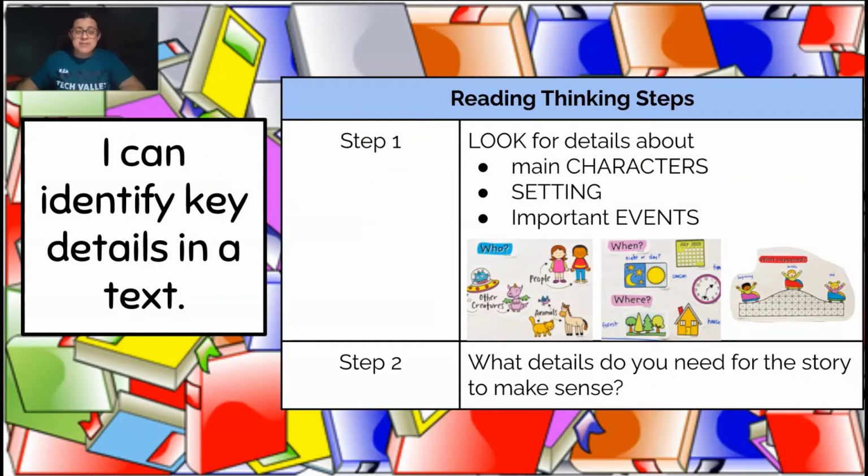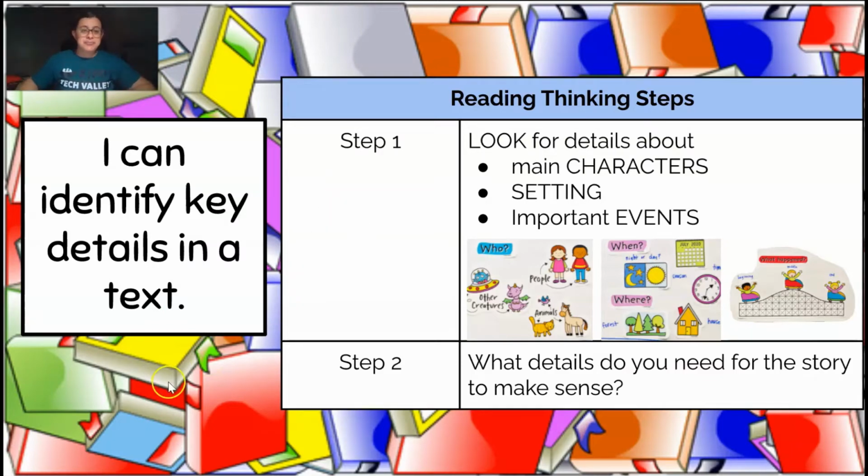Our reading thinking steps today to get to our reading thinking job of I can identify key details in a text. There are 2 steps today. In step 1, we're going to look for details about the main characters. Who is the story mostly about? The setting, where is it taking place? When is it taking place? Important events that happen. What happens at the beginning, the middle, and the end of the story?